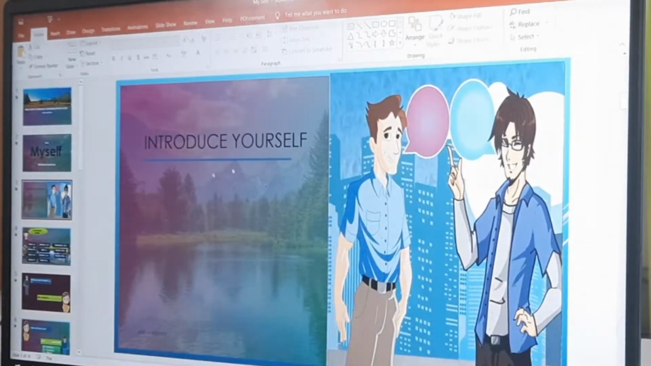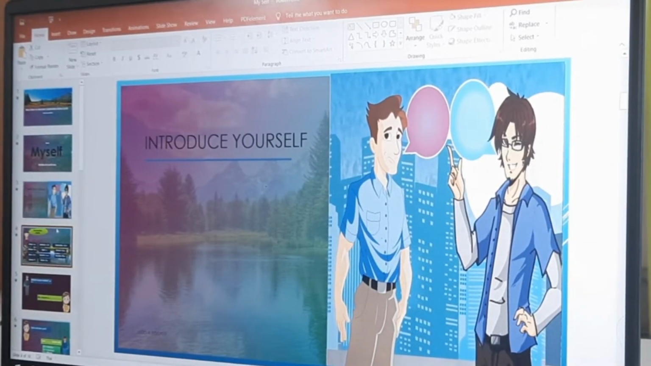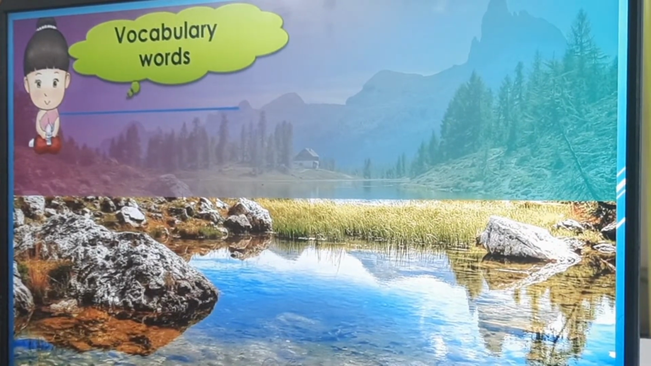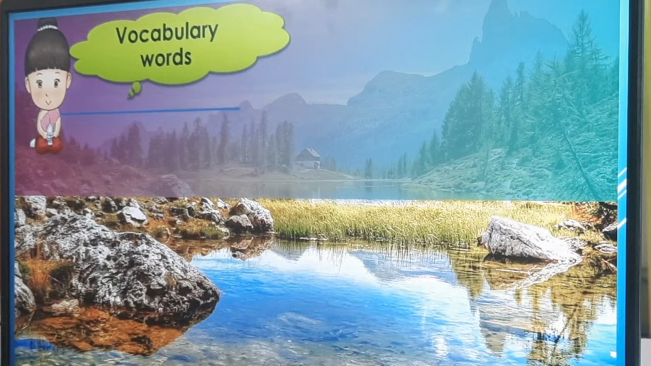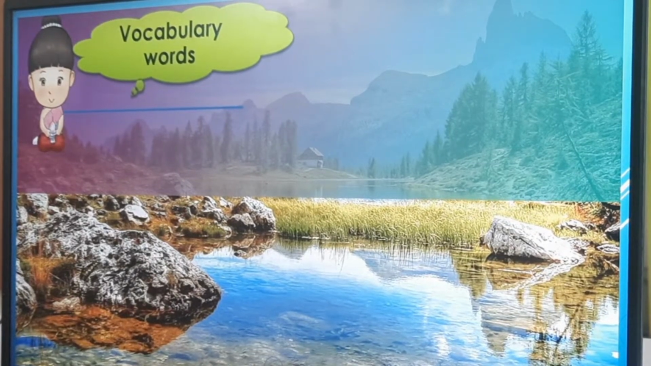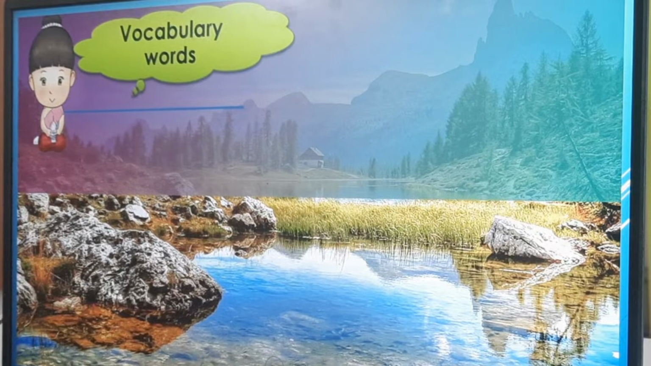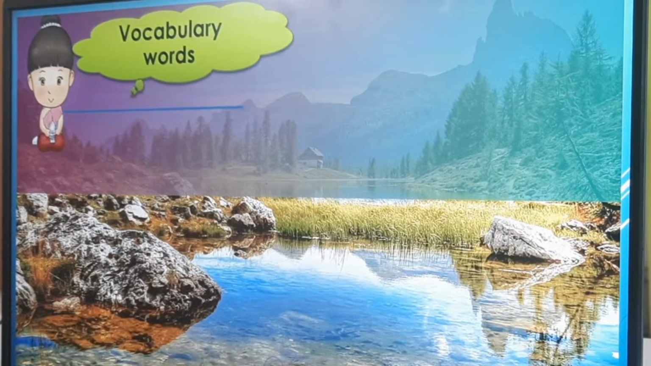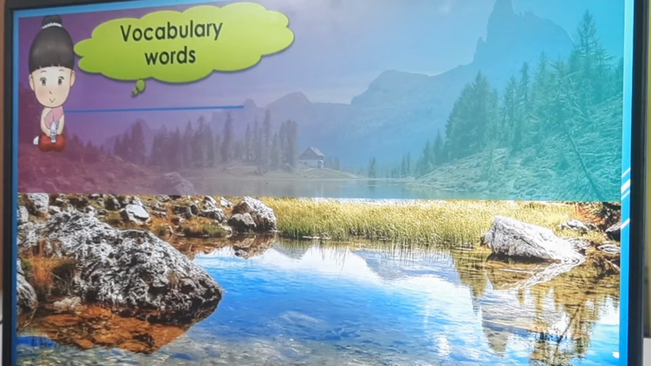So, let's start. But before that, I have here some of the vocabulary words. Okay? So, you have to repeat after me. If you don't understand, you say, teacher, I don't understand. If Teacher Jessee speak fast, you say, teacher, speak slowly. Okay?